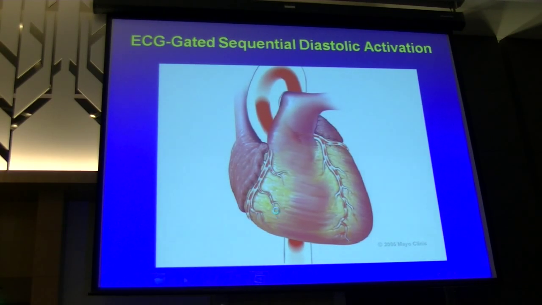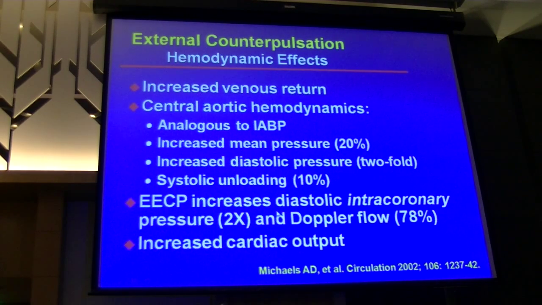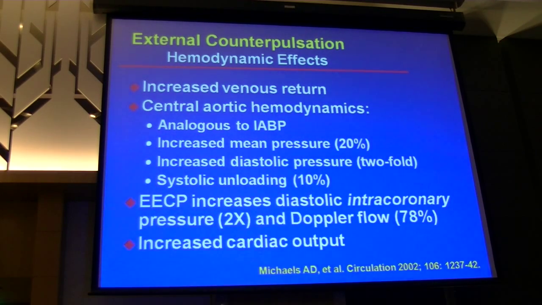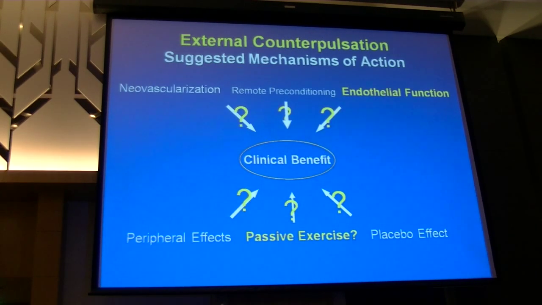So that was it. And as you can see, ECP increases diastolic intracoronary pressure by 2 times and Doppler flow by 78%. It's a very robust hemodynamic means of getting non-invasive, but hemodynamic support throughout the vasculature.